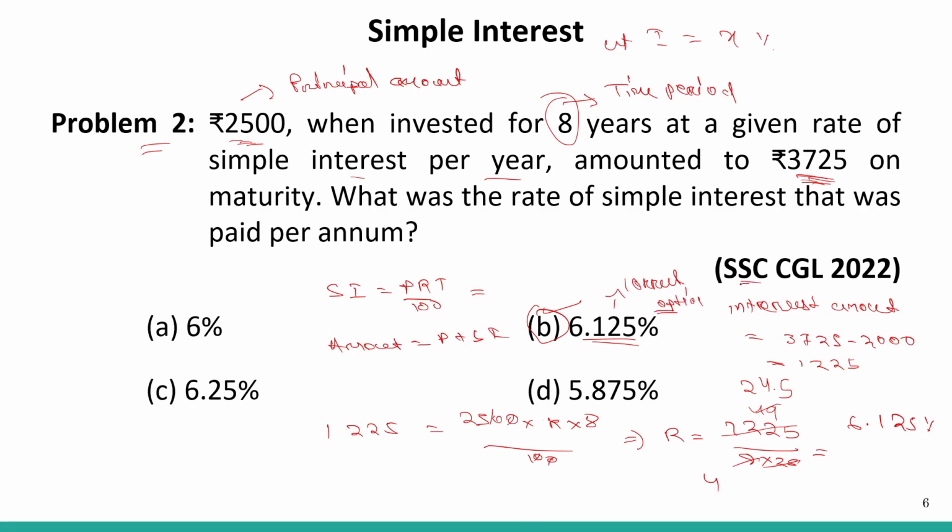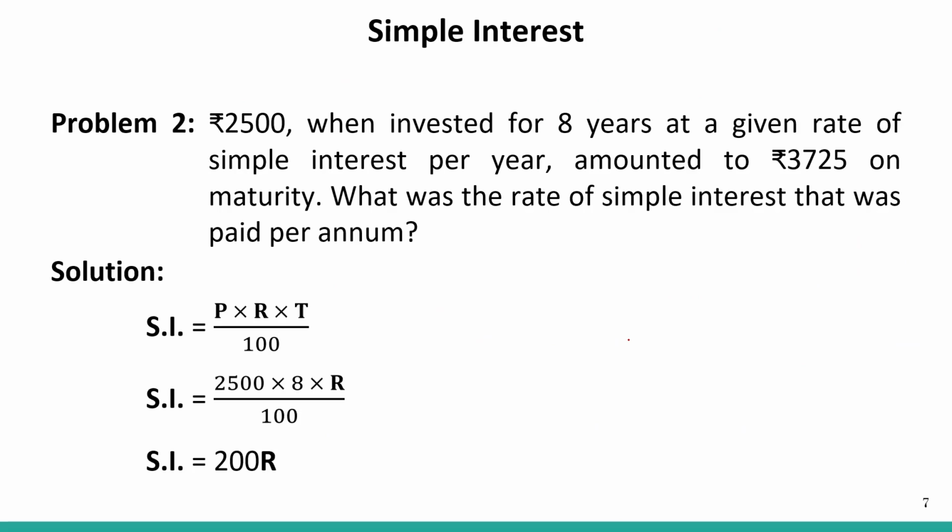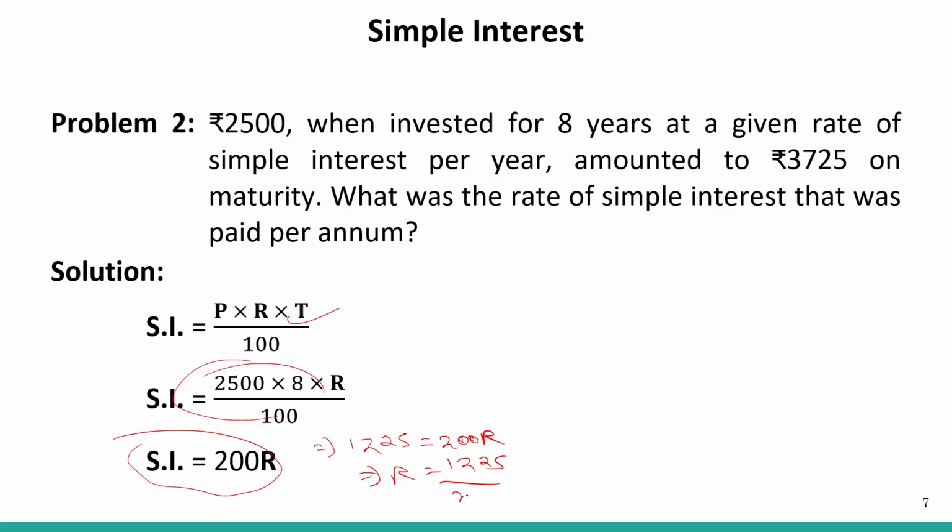This question appeared in the SSC CGL 2022 paper. So we have seen here that the correct answer will be 6.125%. We used the formula SI is equal to PRT by 100, and solving it further down, what we are left with is SI is equal to 200 into R. SI is 1225, so this implies that 1225 is equal to 200 R. So R is equal to 1225 by 200.